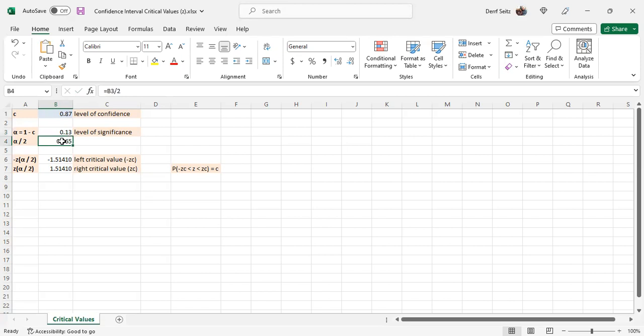Alpha over 2 is the area in one tail, and we'll use that along with the normal inverse function to calculate the left critical value, which is on the left-hand side. It's negative, and it's rounded to 5 decimal places in the spreadsheet. And the right critical value is simply symmetrical on the other side. It's the negative of the left one.